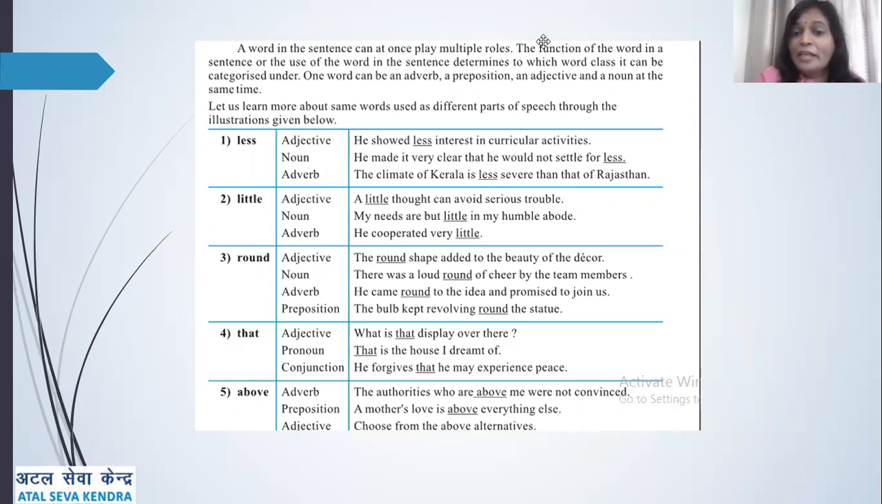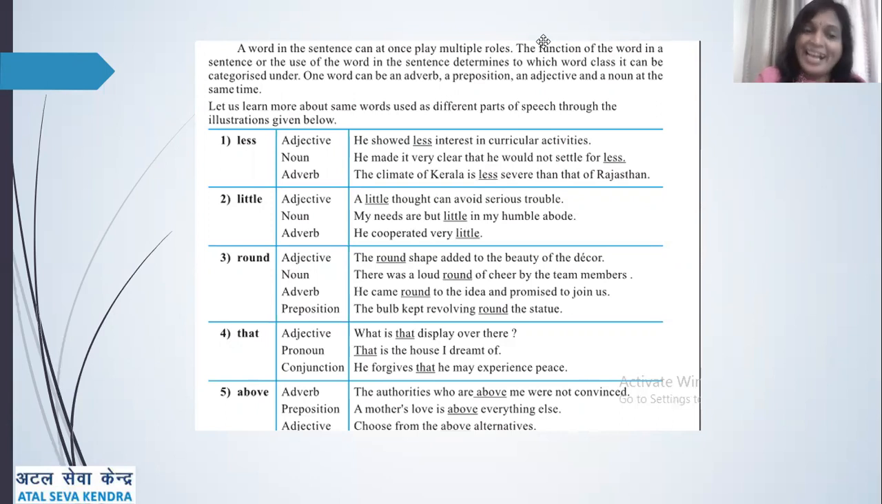Similarly, round can be used as an adjective. The round shape added to the beauty of the decor. As a noun, there was a loud round of cheer by the team members. Adverb, he came round to the idea and promised to join us. Preposition, the bulb kept revolving round the statue.